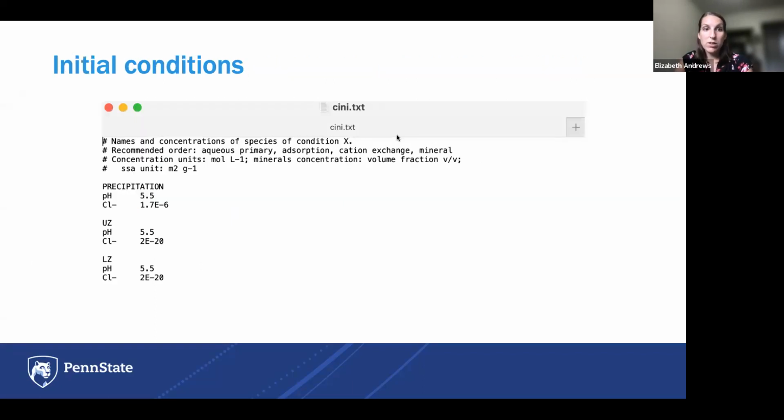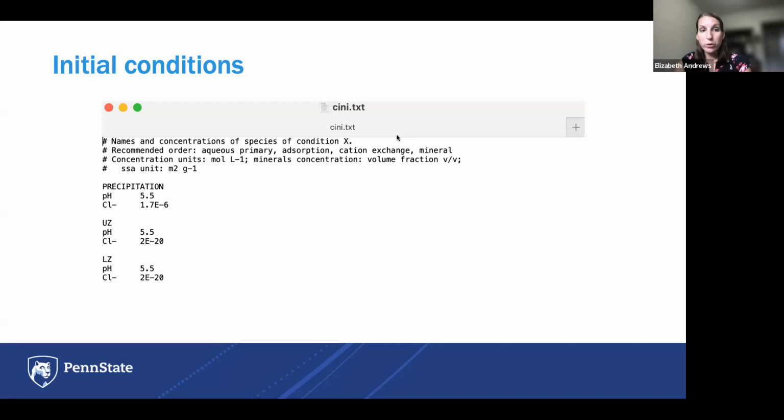The next file is the initial conditions, and this is provided in the CINI.txt file. And so basically we tell what the system should expect. We take those primary species in each of the different zones and give them a concentration. So in the precipitation, the pH is 5.5, and we have 1.7 times 10 to the negative 6 moles per liter of chloride in the rainfall.